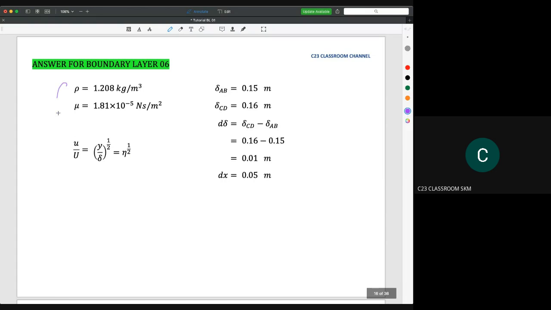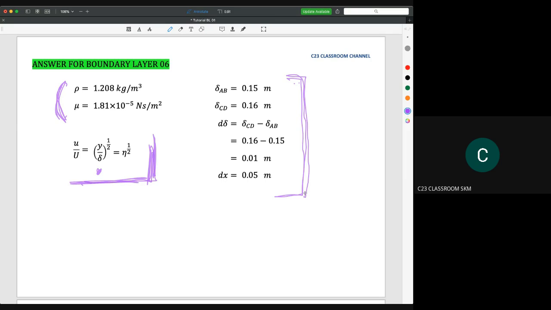So this is the information that we get, and from the question we know that the velocity profile is y over delta to the power of 1 over 2. Let's say I solve this by using the idea of eta, because previously there was no question about eta. You could do this again by using u over U with this velocity profile. It's still okay. And this is the information that we could extract from the diagram.